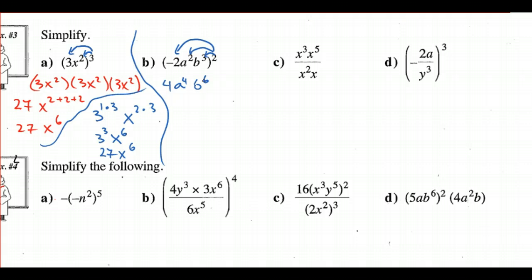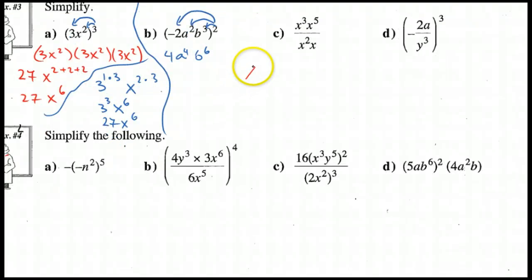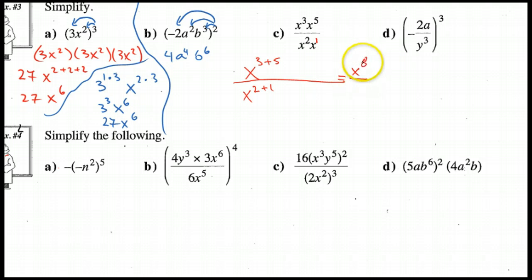Okay, what do we have here? Lots of x's here. So I'll do the top first. X to the 3 plus 5. And on the bottom, I have x to the 2 plus 1. Don't forget the little 1. Then that gives me x to the 8 over x to the 3. And then x to the 8 minus 3 because I'm dividing. And my final answer is x to the 5. Okay, let's keep going here.